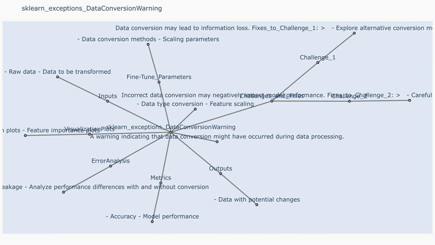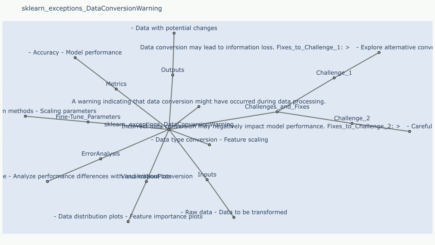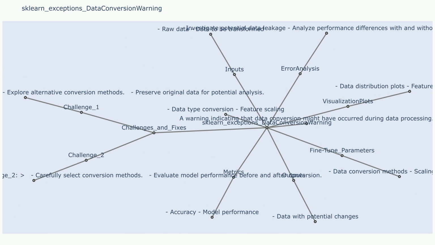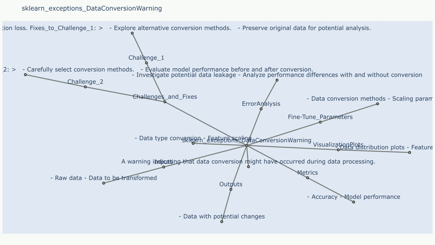Challenge 2: unexpected data types. The input data might contain unexpected data types, leading to unexpected behavior during conversion. Sample use case that resulted in challenge 2: data with mixed data types, e.g. a column containing numbers and strings. Fixes to challenge 2: pre-process the data to ensure consistent data types before feeding it to the model. This could involve converting strings to numbers or handling missing values appropriately.